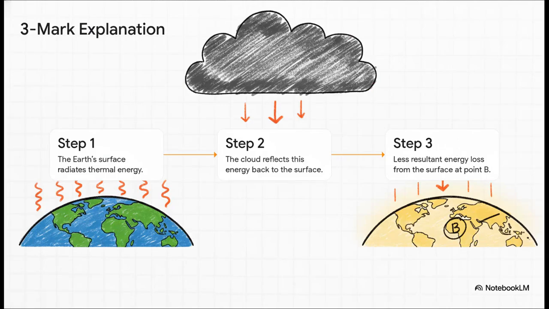To get all 3 marks here, the mark scheme wants a clear, logical story in 3 parts. Mark 1, you have to state that the Earth itself is radiating heat out into space. Mark 2, you have to explain that the cloud over point B acts like a blanket, reflecting or radiating some of that energy back down. And Mark 3, you bring it home by concluding that because of this, there's less of a net or resultant energy loss at point B, which is why it stays warmer.